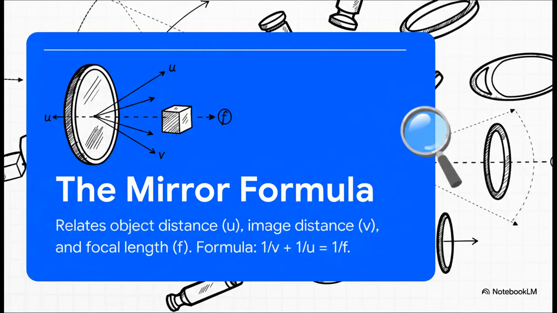And here it is. This beautiful little equation is our master key. It connects u, the distance of the object from the mirror, v, the distance of the image from the mirror, and f, which is the mirror's focal length. With this, we can solve for any one of these if we just know the other two.